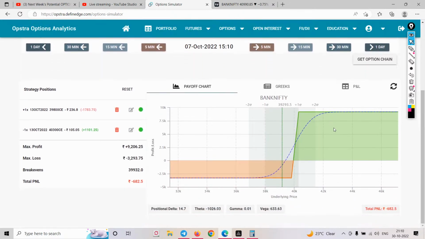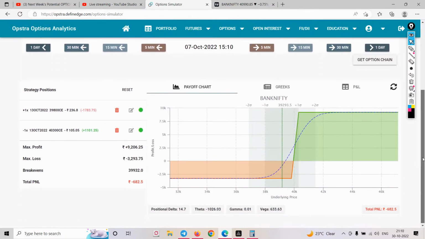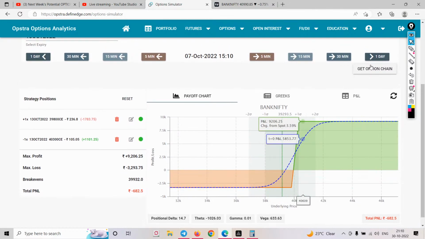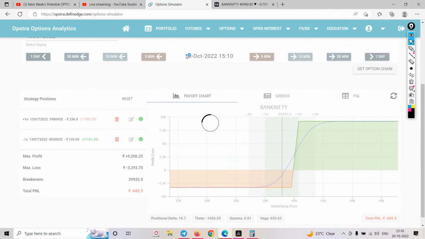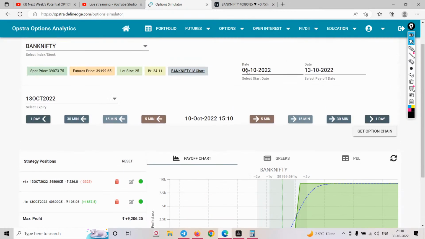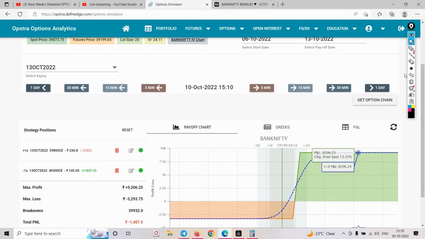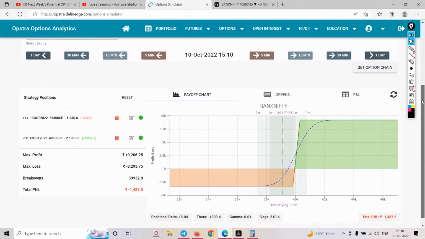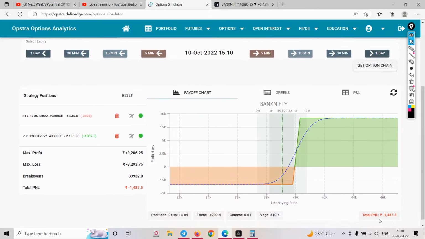I think again this will get stuck. So next day we are at a 682 loss because the market was static. Next day we are on the 11th. Where are we? We have the 10th. Market is static, and your loss is again 1,477.